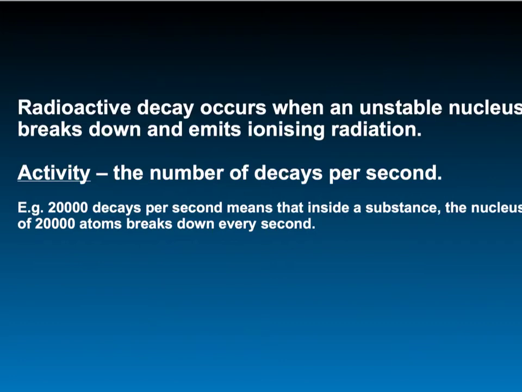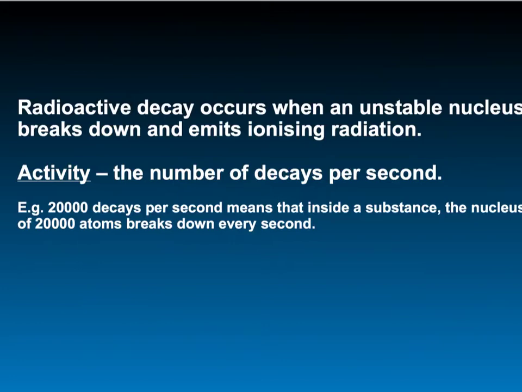Thankfully, the nuclei found in most atoms are perfectly stable. However, the nucleus in a small number of atoms is unstable, and radioactive decay occurs when this nucleus breaks down and emits one of the three types of ionizing radiation.